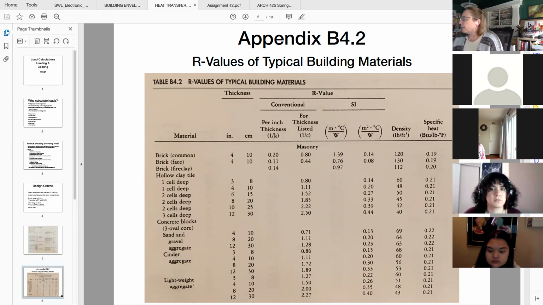Well, we'll get there later. Don't worry about it right now. Just know that this is unique to every material the same way that the R value is, and it's another part of what goes into the load calculation.